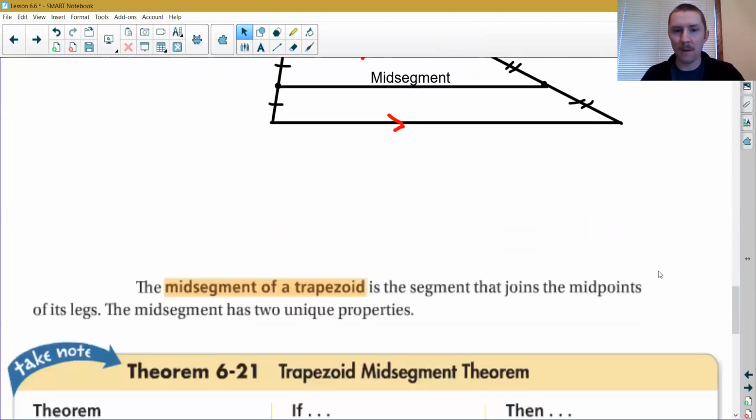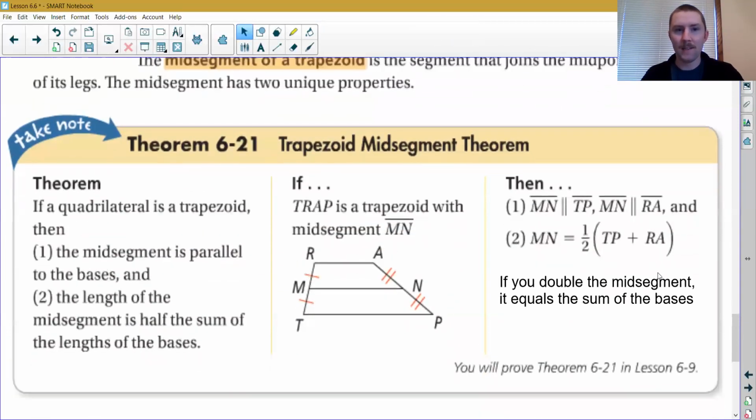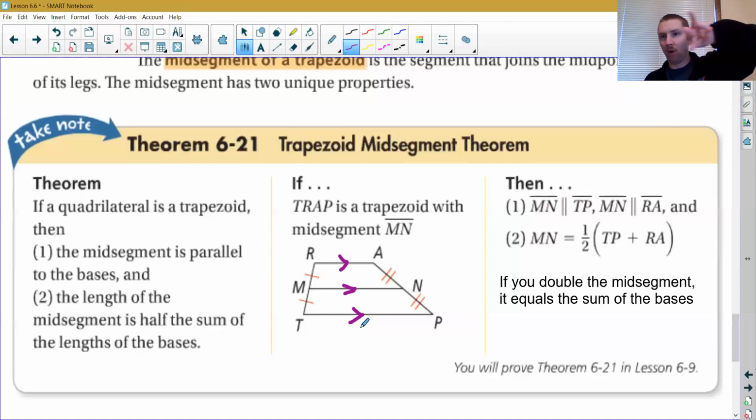One, maybe you can pick up on just from looking at the picture. Okay, one special thing about the mid-segment, which is part of theorem 6.21, the trapezoid mid-segment theorem, is that the mid-segment of every trapezoid ever is parallel to both of the bases. Okay, so it's basically a third segment that's parallel to the two bases. So now you have three going across that are all parallel. Okay, so in this case, this is parallel to this, and it's parallel to this. All three of those lines are parallel. All right, so that's characteristic number one of the mid-segment of a trapezoid.